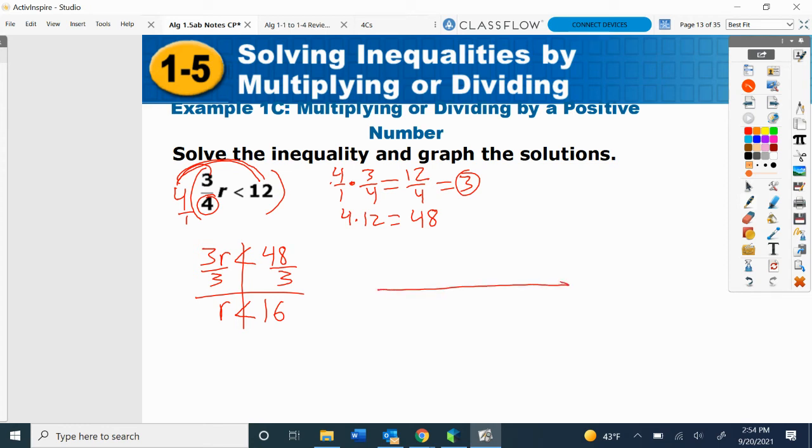Now let's graph it. So get a number line here. We have 0. We have 16 somewhere. And then we got r is less than 16 because our point is there with r. Okay, so open circle on 16, and we're going to go to the left to show that r could be anything smaller than 16.